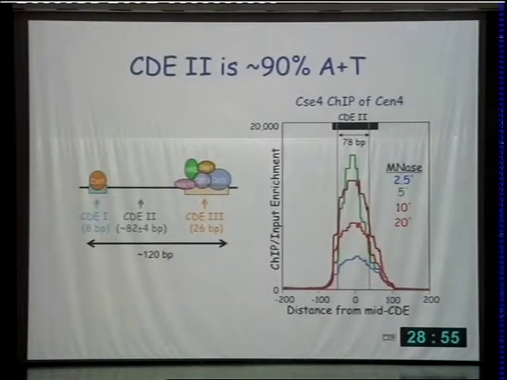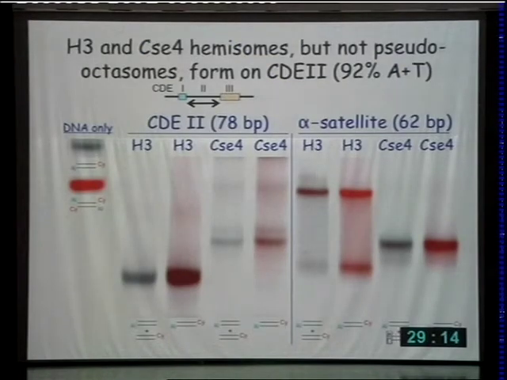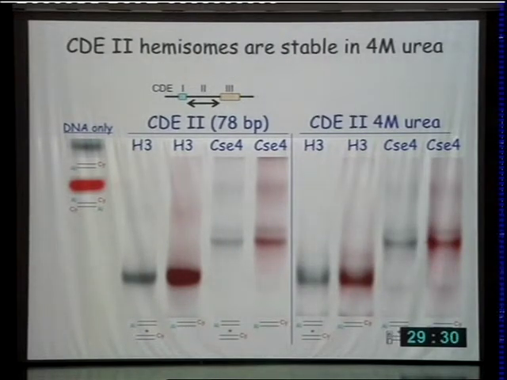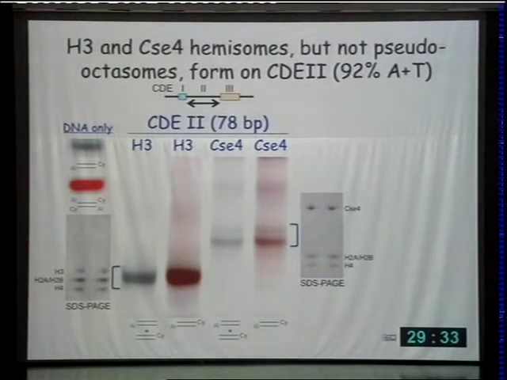Now, what about the question of why you can't wrap natural yeast centromeric DNA around an octamer? We decided to try this with the 78 base pair CSE4 sequence that I showed the data for, since we know exactly where it maps. And it works beautifully. If we use CDE2 alone, H3 and CSE4 both show very nice hemisomes. In fact, H3 is even better than CSE4. They're stable to urea, and if we cut the bands out of a gel, we see that all 4 histones are there.